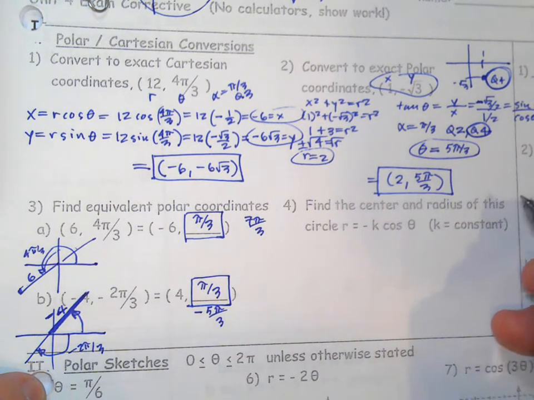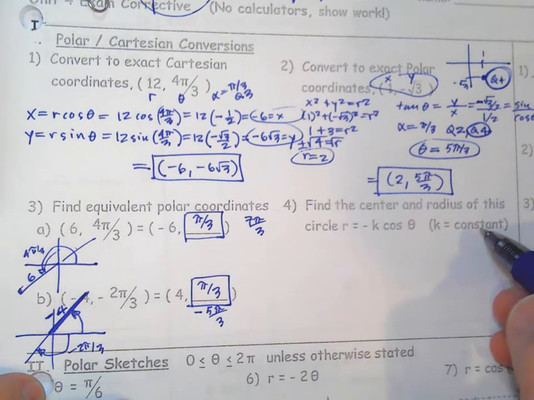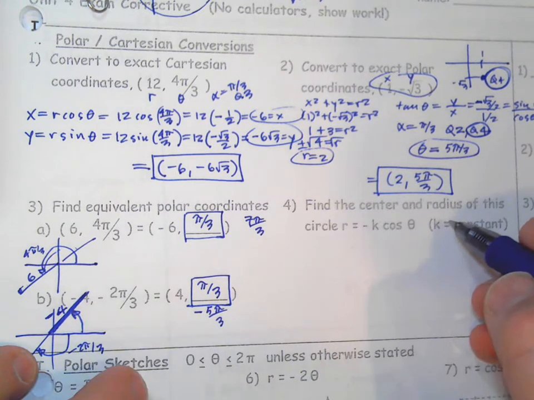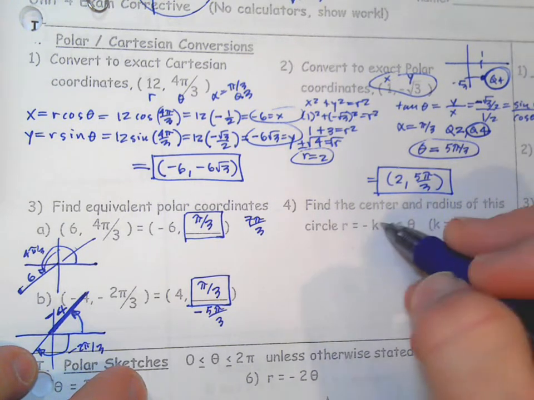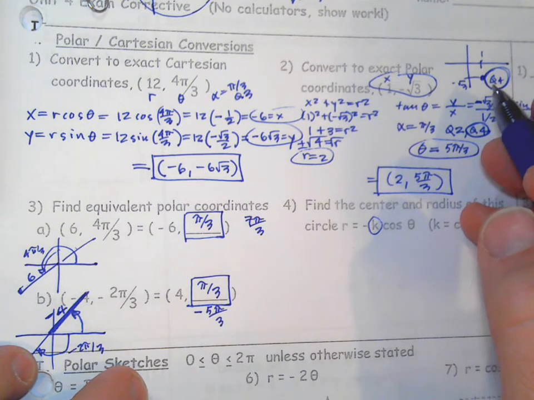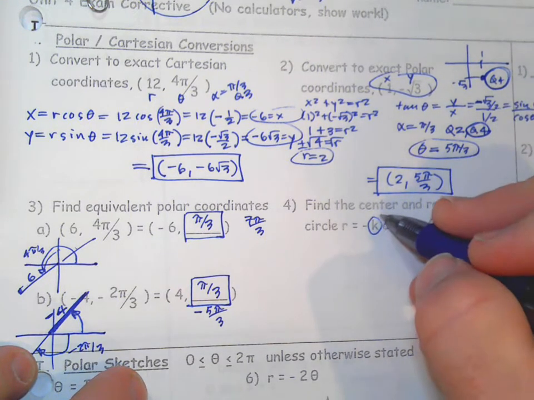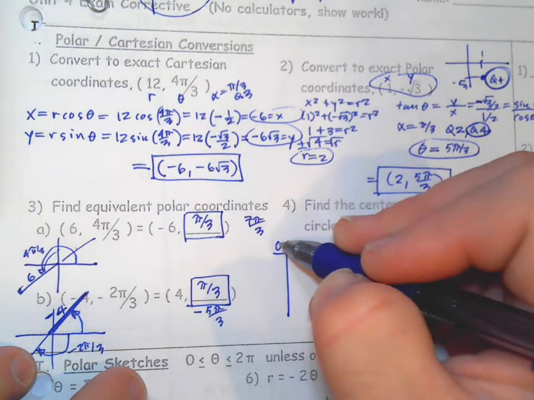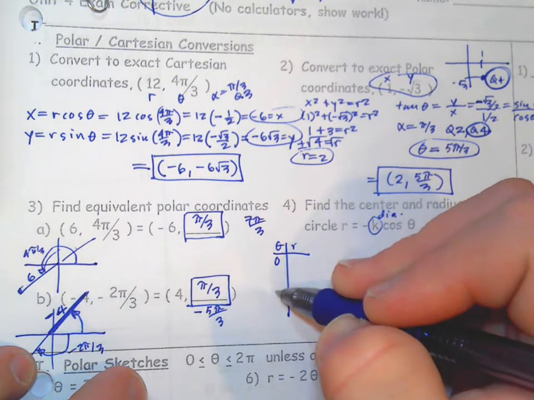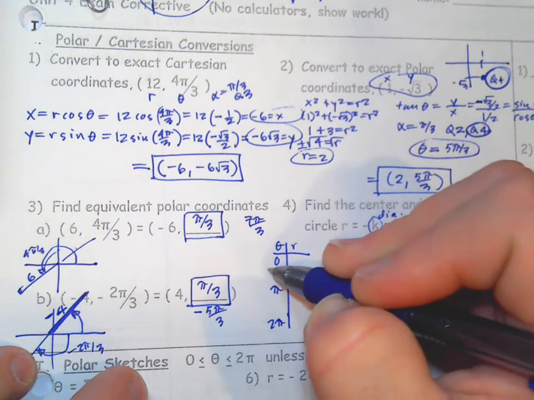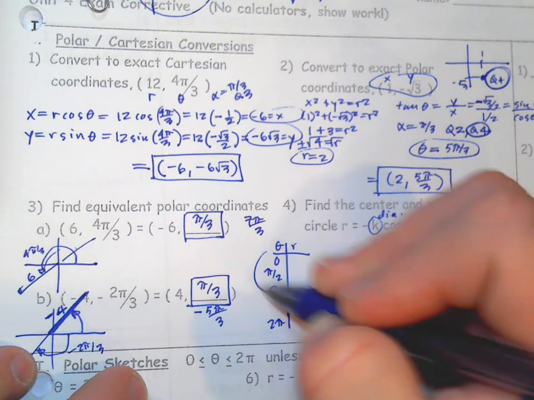Find the center and radius of this circle. So this is one of our polar shapes. And whenever it's sine or cosine with just a number in front, then that's going to be a circle, or a one-petaled flower. This is your diameter. I mean, you could always make a little table. And circles will repeat themselves twice, so you really only need those values.